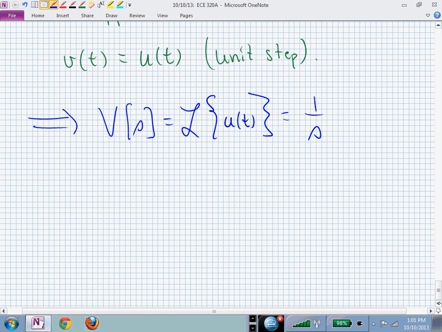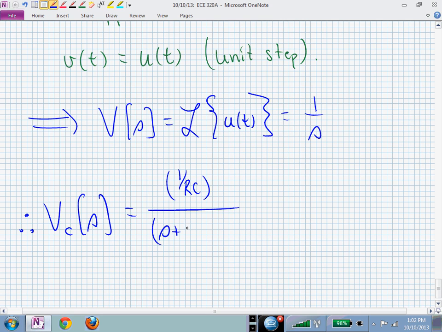Now we can rewrite the expression for our capacitor voltage in the frequency domain. That now becomes this: capital V sub C of S is now 1 over RC, over S plus 1 over RC, times 1 over S. And we had our initial condition term. We said the initial condition was 2, and that was also over S plus 1 over RC.